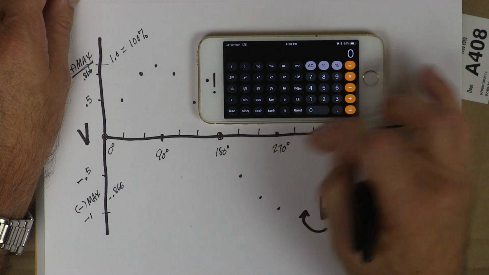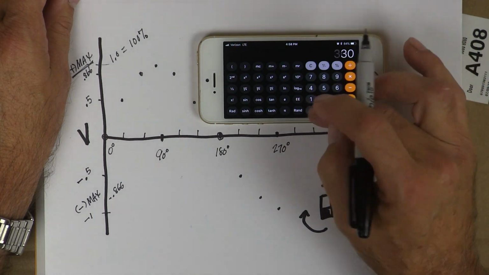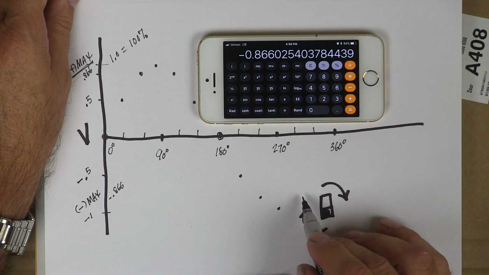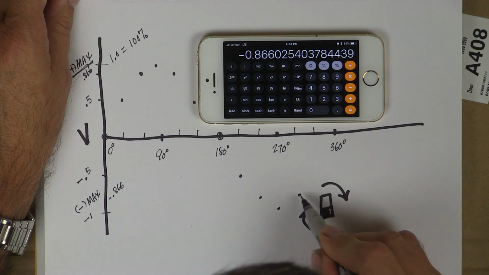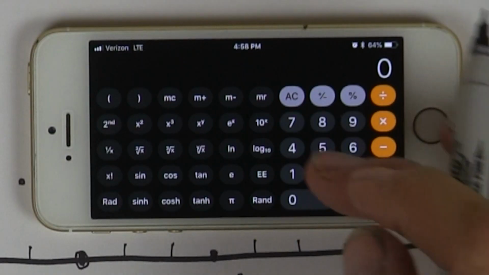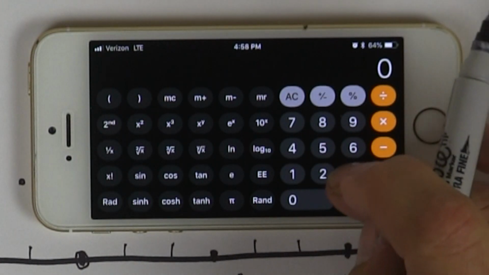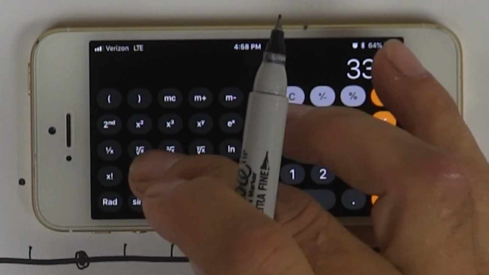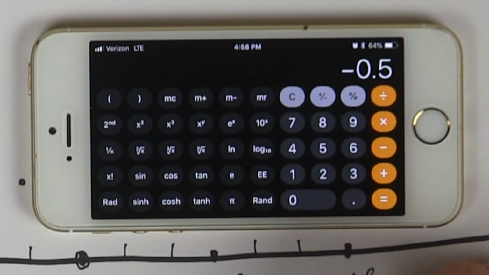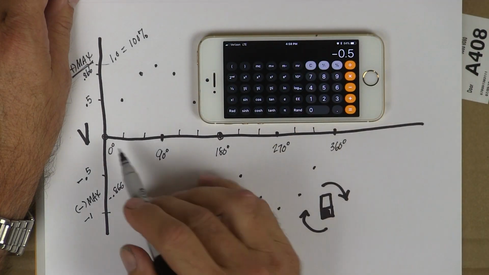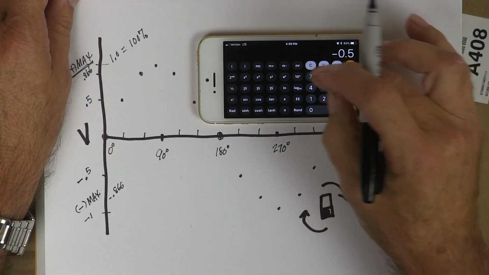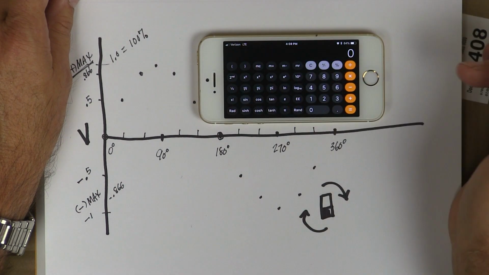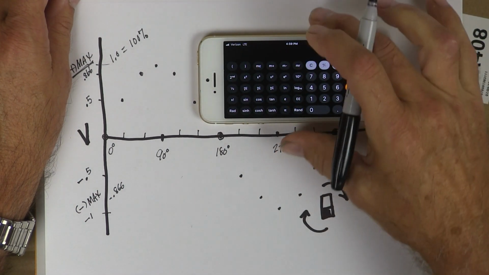Clear that. 300. Sine. Look at that. -0.866 again. I didn't quite mess myself up like I thought I did. Okay, you probably predicted what's coming next. 330. Sine. -0.5 again. And then you're probably going to figure it out because that 0 and that 360 are the exact same point on the generator. So we'll go 360. Sine. 0. Look at that.